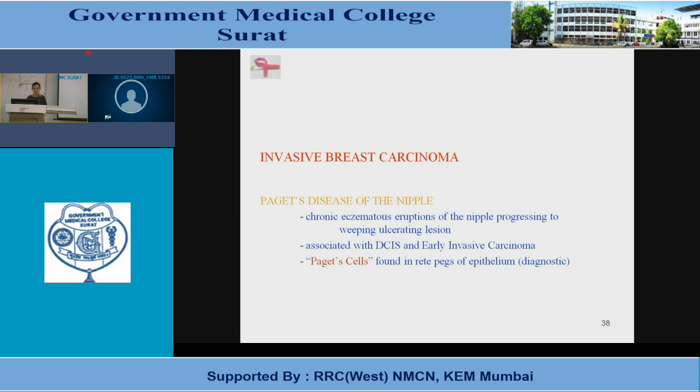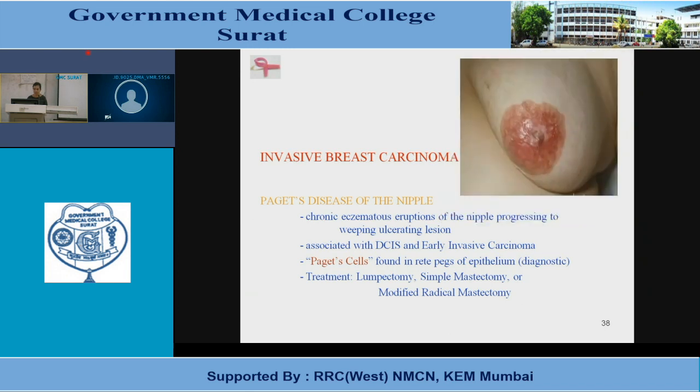So that's why if you are able to identify Paget's disease of the nipple, the patient has a high probability of surviving from an ongoing carcinoma. These Paget cells are found in the rete pegs of the epithelium, and this is diagnostic histologically. Treatment, again: lumpectomy can be done, simple mastectomy can be done, or modified radical mastectomy, depending on what other things are present along with this.